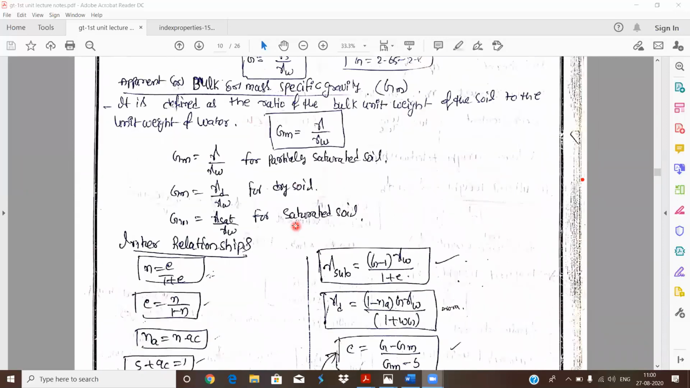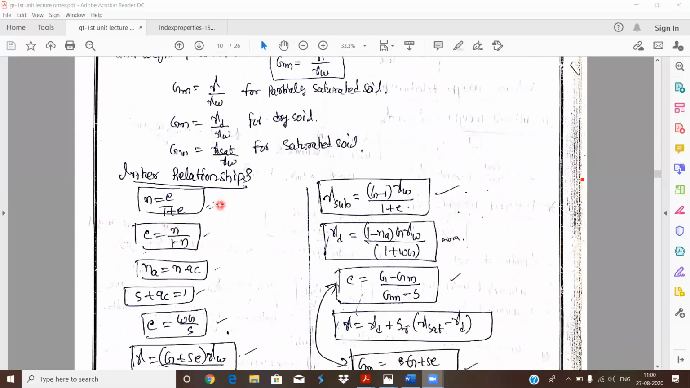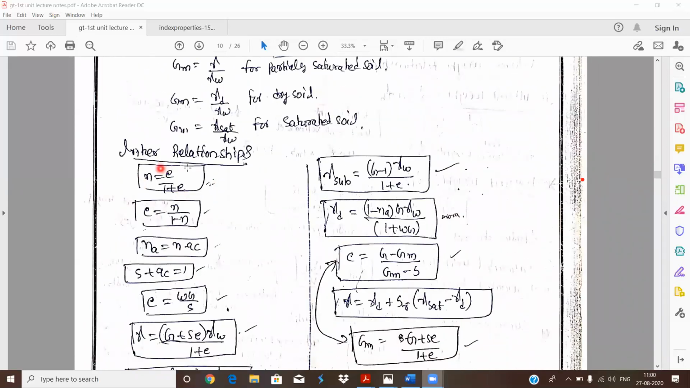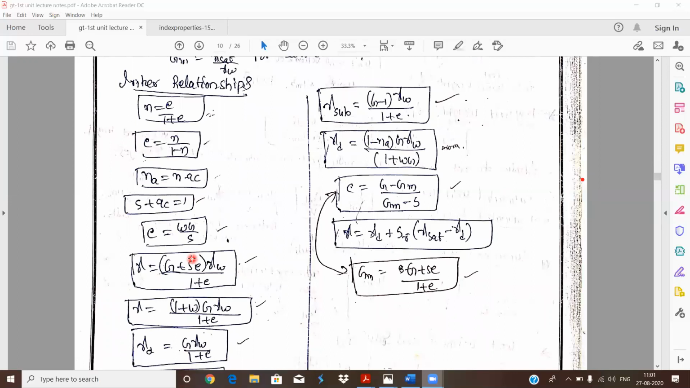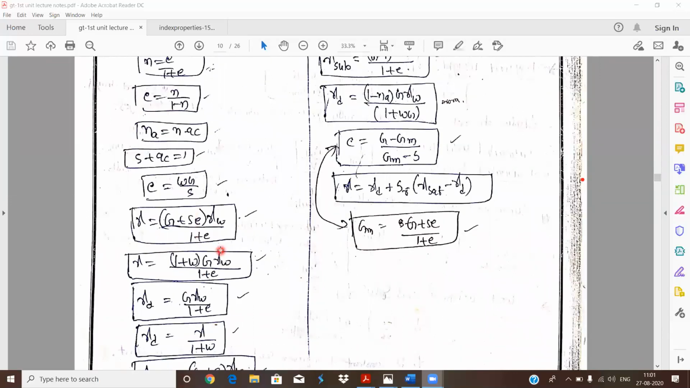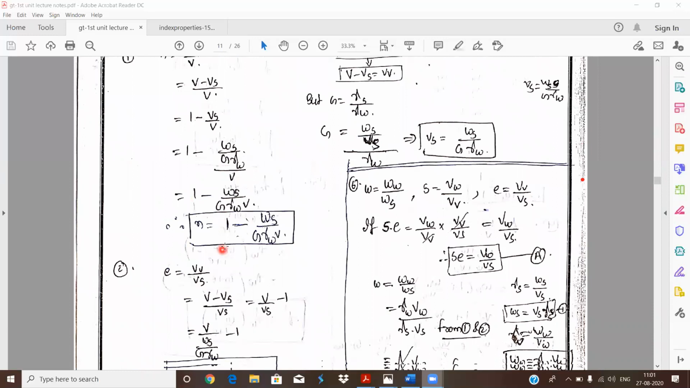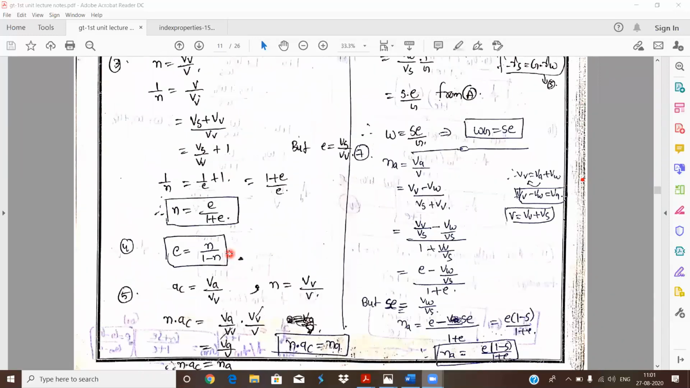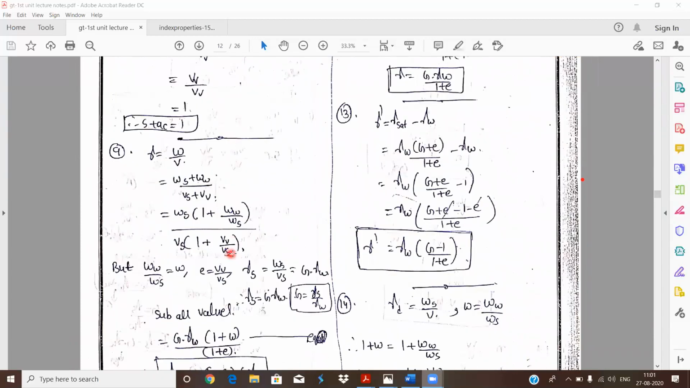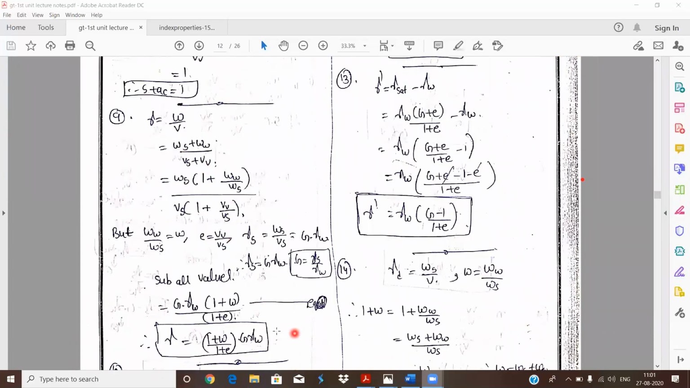Next, interrelationships between the fundamental definitions. Most of these we already covered in the last lecture. I will give one more example. The most important parameter, the interrelationship between the soil particles, is this equation. Let us see how we get this equation by following these steps.